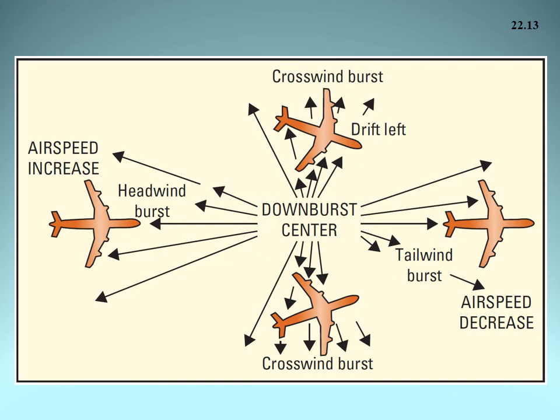Oh, here's another thing. Downbursts don't just increase the headwind or increase the tailwind, they can actually increase the crosswind, which can also drift the airplane either to the right or left and cause issues, unfortunately, with trying to land or even trying to take off.